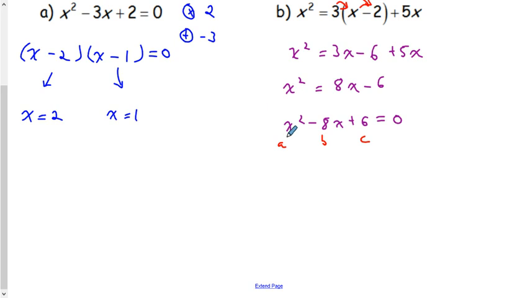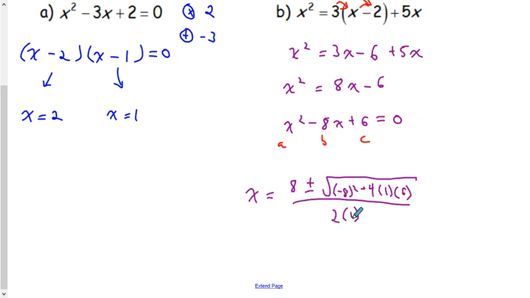Quadratic formula, we'll say, okay, a, b, and c. So our value of x is going to be -b, so that's the negative of -8, which is positive 8, plus or minus the square root of (-8) squared minus 4 times a times c, over 2a. We work that out, we're going to end up with 8 plus or minus the square root of 40, all over 2.